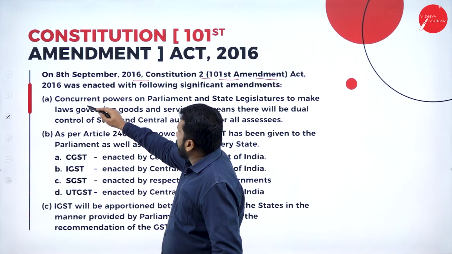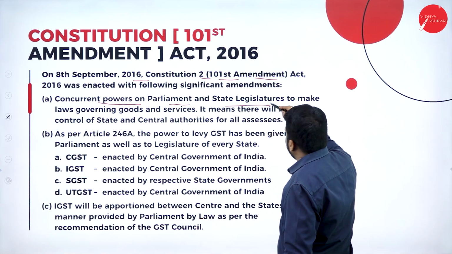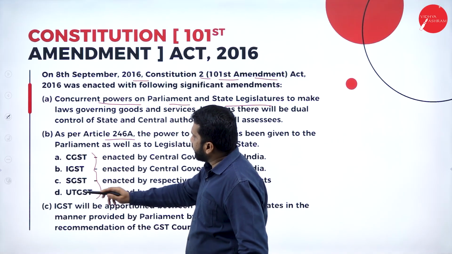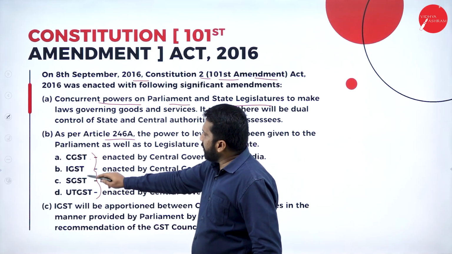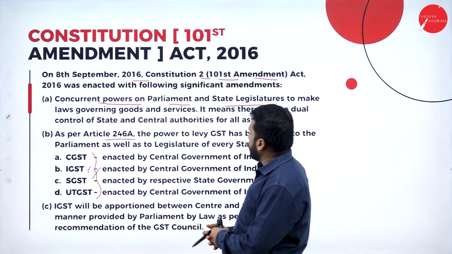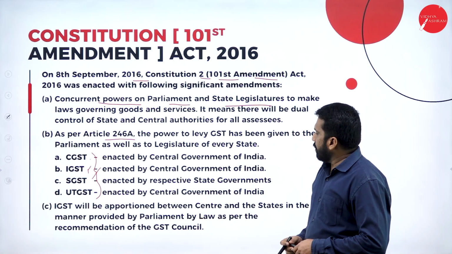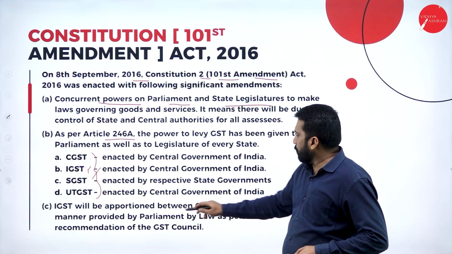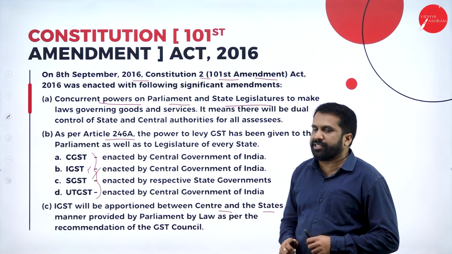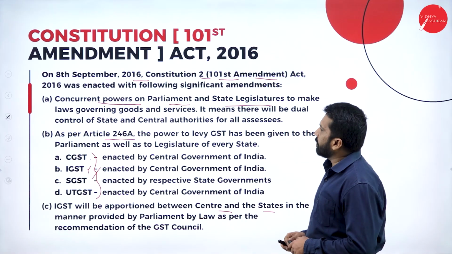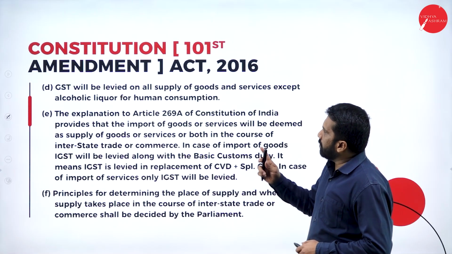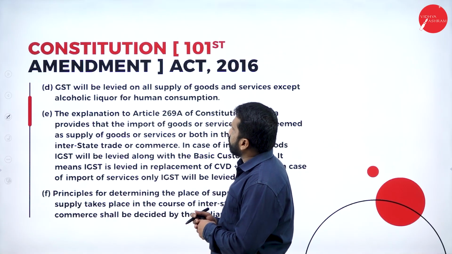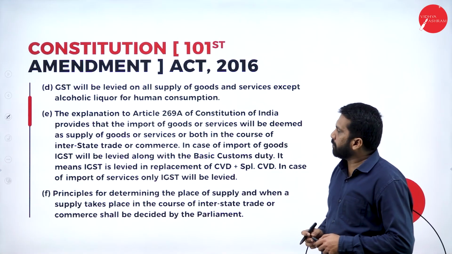Now, concurrent powers of Parliament and State Legislature. As per Article 246, we have 4 kinds of taxes under GST: CGST, IGST, SGST and UTGST. In this, IGST will be apportioned between the central and state governments. As I told you, IGST is for state as well as central. These are the major constitutional amendments for the 101st.